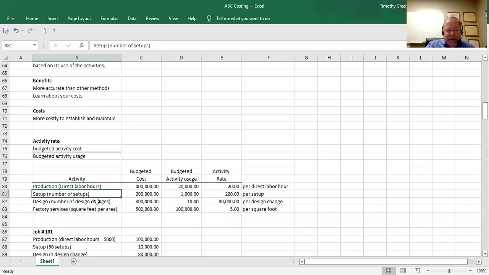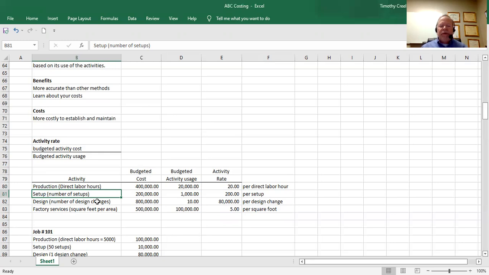Setups, and it would be just the number of setups. Setup would mean that, like, when you move one product through, you have to change or clean the machine for the next product to come through. And if you have to do this a number of times, then it does create cost.